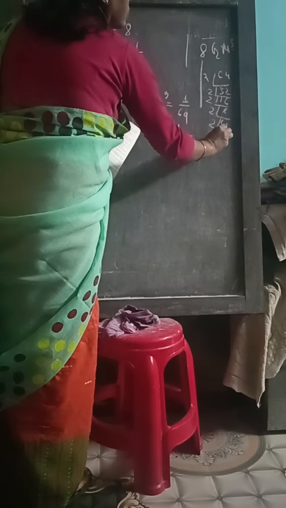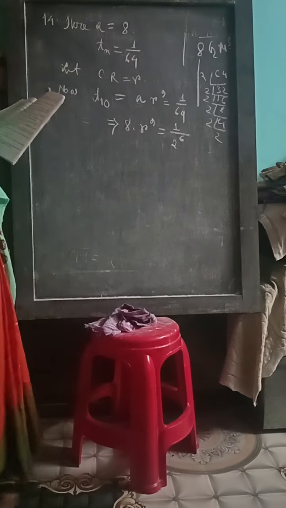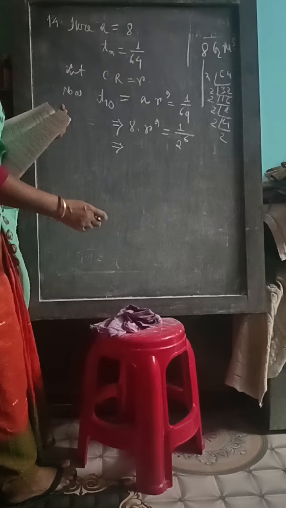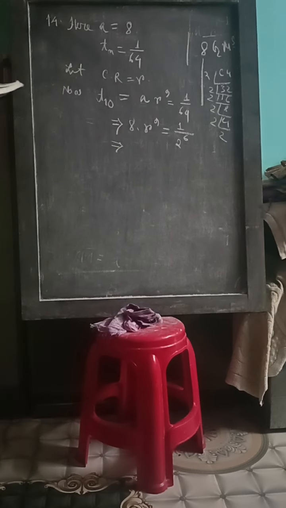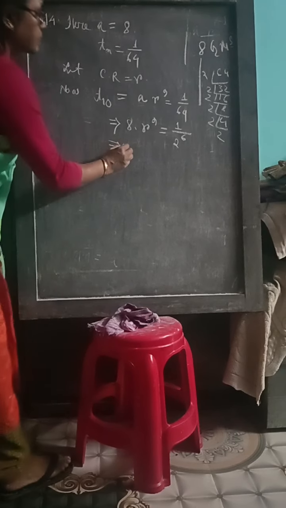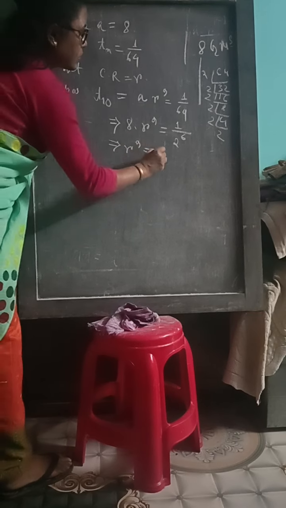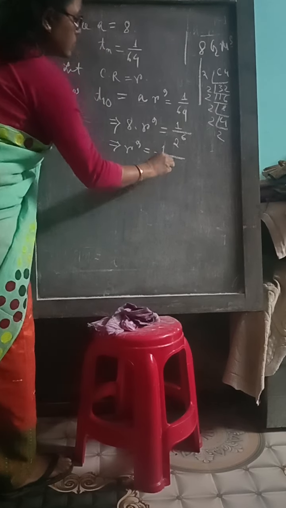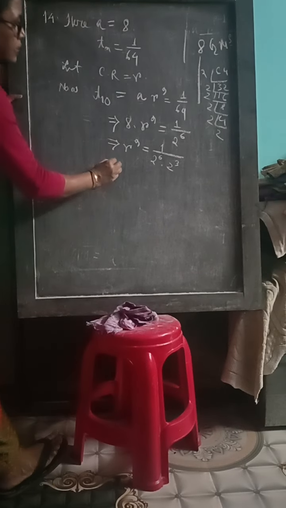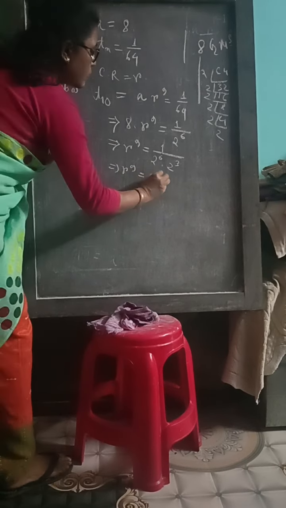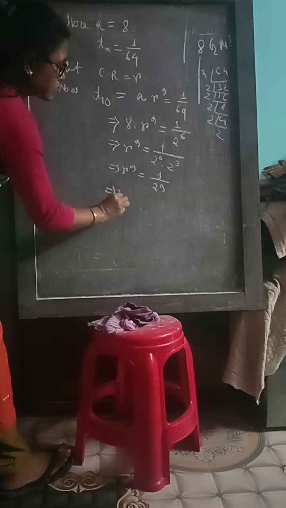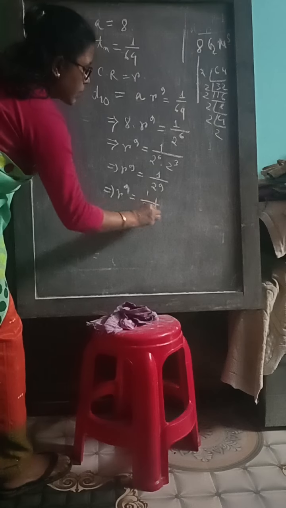You do here 64: 2, 32, 2, 16, 2, 8, 2, 4, 2, 2. 1, 2, 3, 4, 5, 6. So it is 2 to the power 6. Now we have to find the value of R. 8 is here multiplied. So R to the power 9 is equal to 1 by 2 to the power 6 into 8, means what? 8 is 2 to the power 3. So R to the power 9 is equal to 1 by 2 to the power 9.